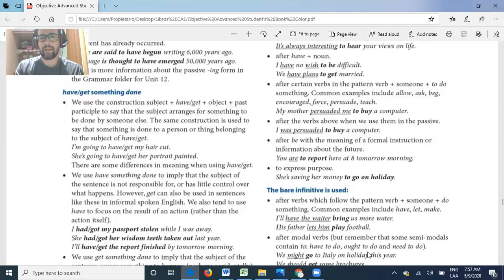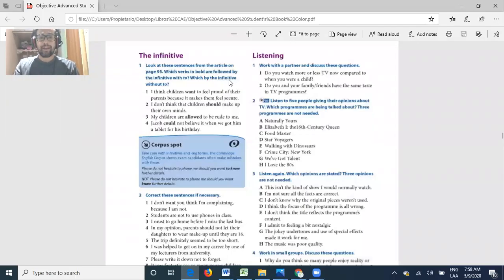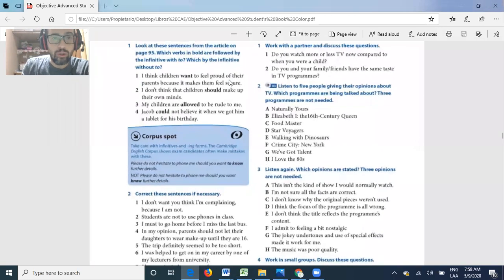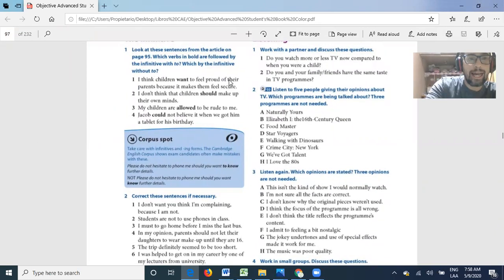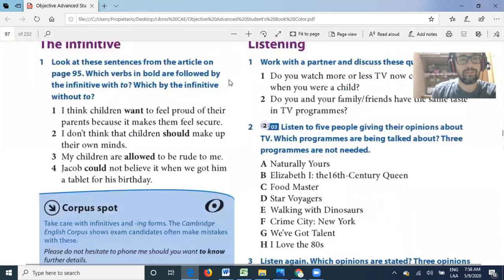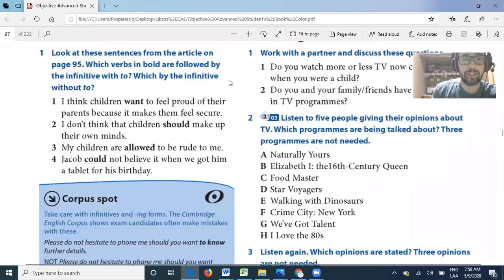So let's turn again to our page, and let's go to page 97. Okay, let's turn right away to that page. Please do this part where it says the infinitive. Again, page 97. Do part one where it says look at these sentences from the article on page 95. Which verbs in bold are followed by the infinitive with to, which by the infinitive without to? Okay, so please work on that.